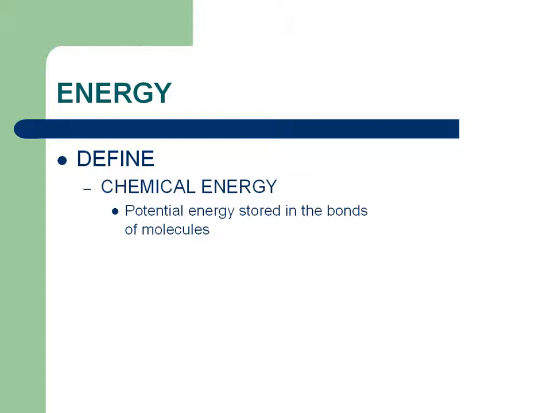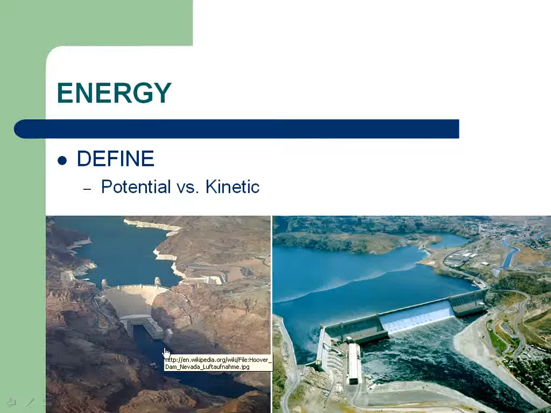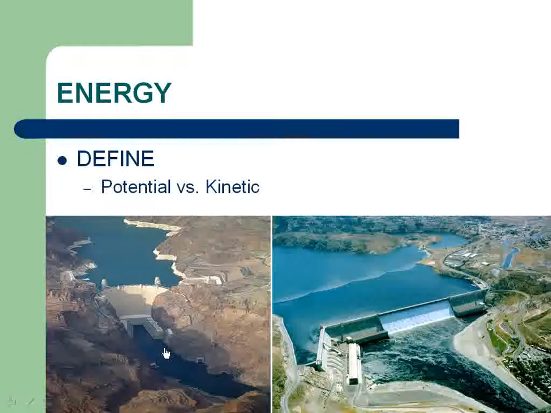So let's define potential energy versus kinetic energy. Now, energy is broadly classified as those two things, potential or kinetic. Potential energy is contained in an object because of its position or internal state. Potential energy is not doing work, whereas kinetic energy, on the other hand, is the energy of motion, the energy that is doing work.